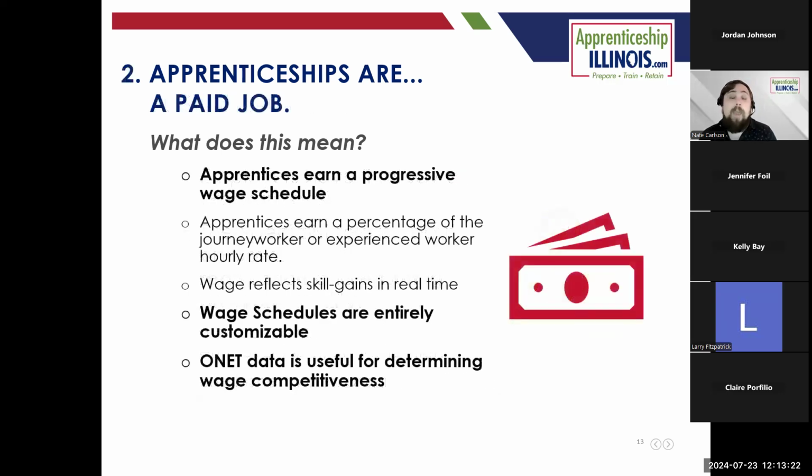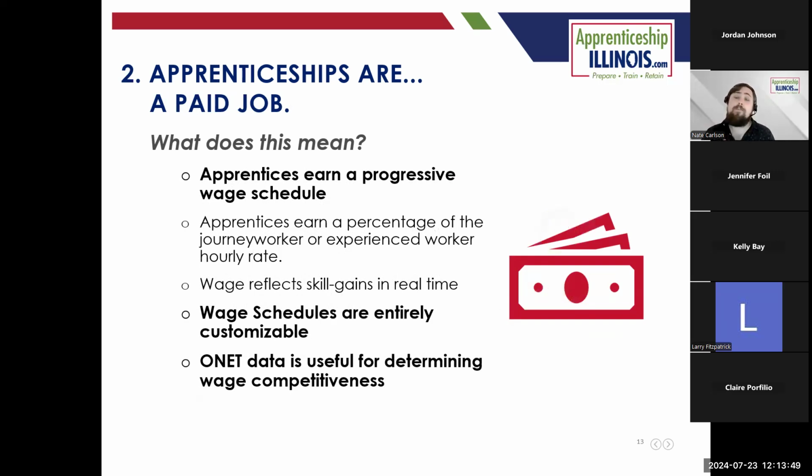Next, apprenticeships are a paid job. I mentioned that apprenticeships are about earning and learning. The first word of that is earning. And apprentices earn what is called a progressive wage schedule. So what does that mean? It means an apprentice starts at a percentage of the journey worker or experienced worker hourly rate or salary for their role. So if you have somebody who is full-time in their field, they would make $27, $28 an hour. An apprentice might start at $15 an hour the first year of their program.